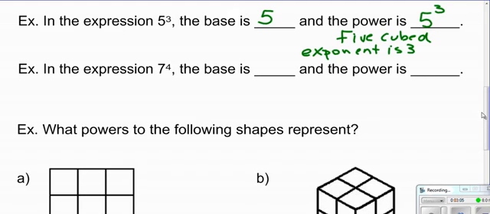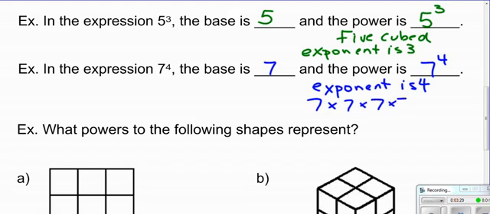In our second example, we have 7 to the power 4. So our base is 7, and the power is 7 to the power of 4. We don't really have a second way of saying this one. In this example, the exponent is 4, so we would repeat the 7 four times: 7 times 7 times 7 times 7. Okay, hopefully so far so good.